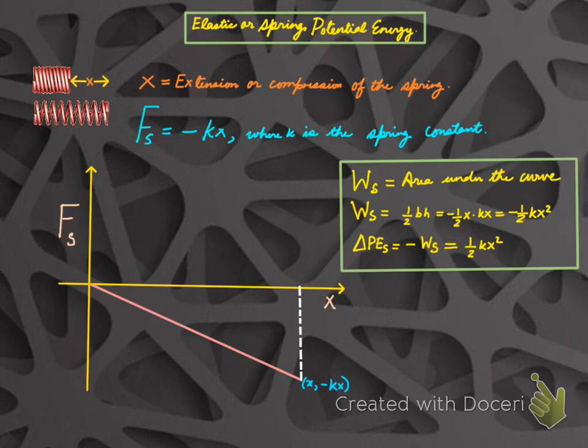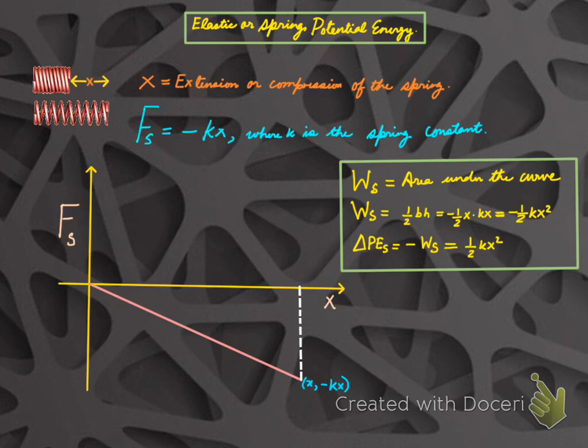Or in other words, if a spring is compressed or extended by an amount x, then the spring potential energy will be 1/2 kx squared. So this is the amount of potential energy stored in a spring.